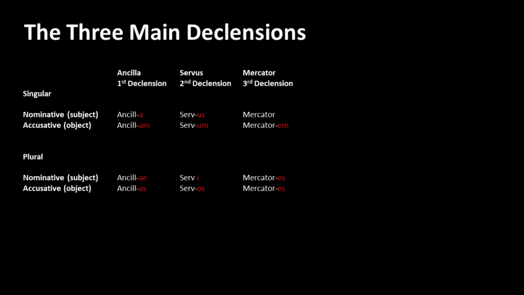Here on the table, I've given the roots in white, and I've given the endings. We call them the case endings. I've given those in red. As I've said, there are three main declensions. There are two others, but we will ignore those for the moment.